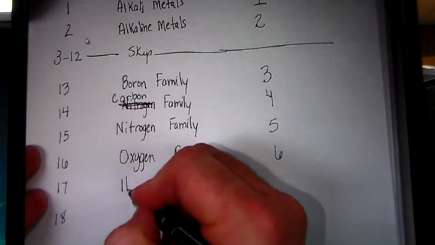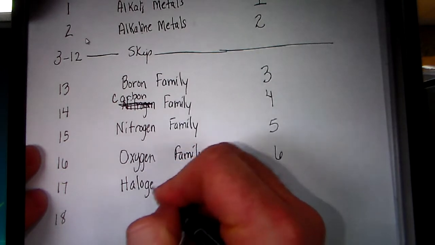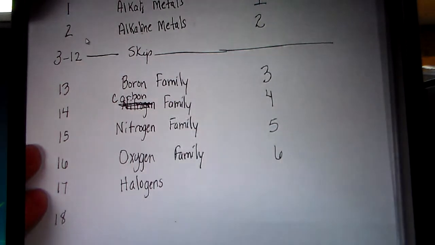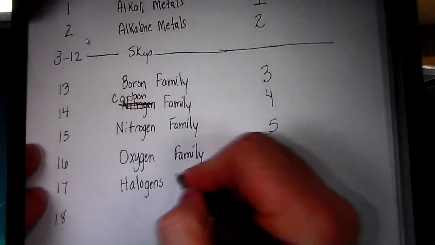17 is the halogen. We don't call it the fluorine family because they all are salt formers. The word halogen means salt. So they make salts like sodium chloride, table salt. Okay? And they're going to make salts. These are the halogens.